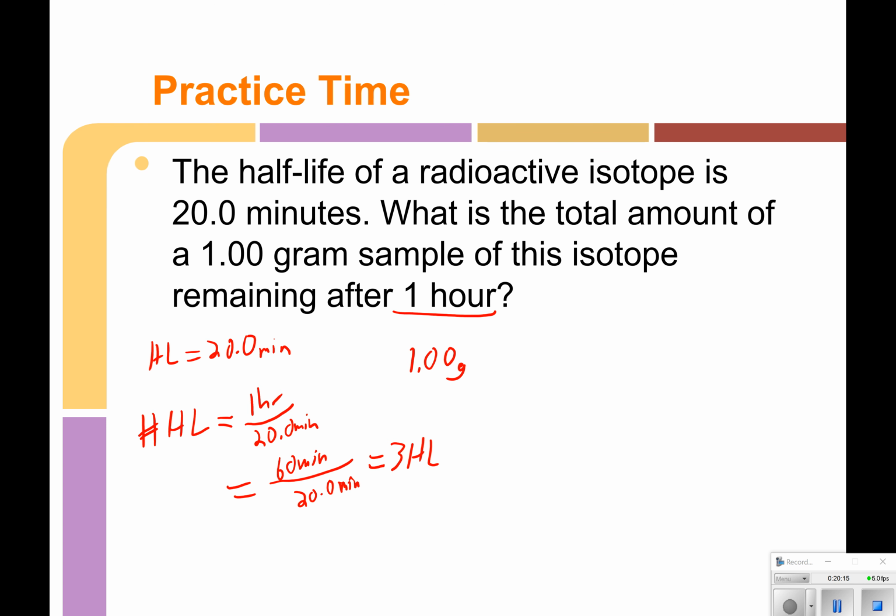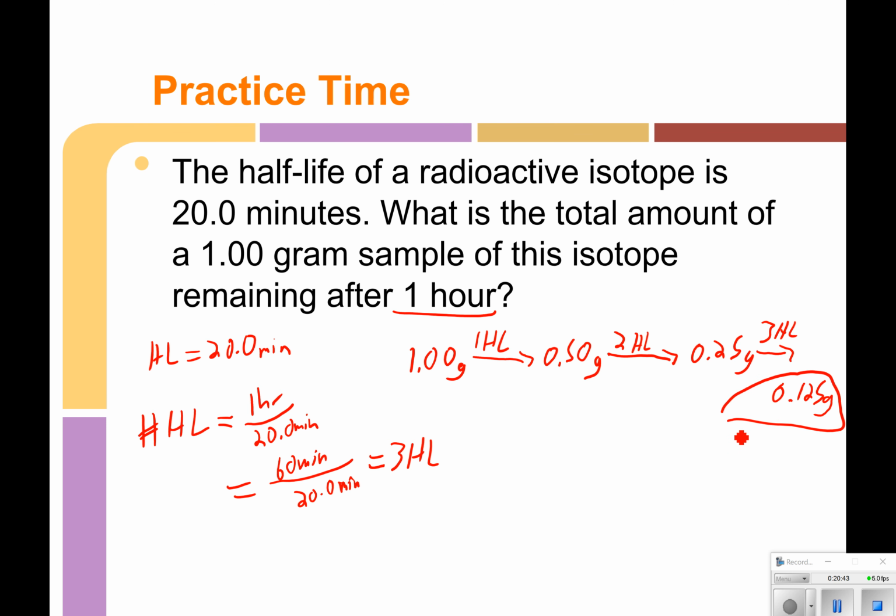Now after 1 hour, we're going to undergo 3 half-lives, so this 1 gram gets cut in half. After 1 half-life, we're now left with 0.5 grams. After 2 half-lives, we're left with 0.25 grams. And after the 3rd half-life, we're left with 0.125 grams remaining of that radioactive isotope.